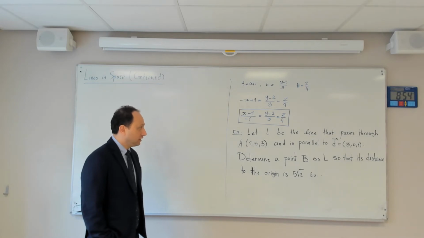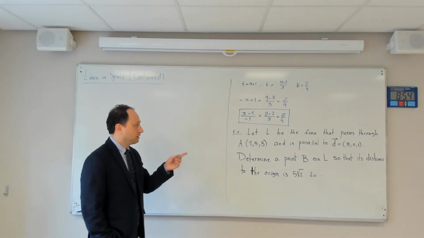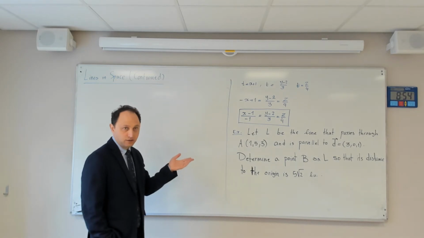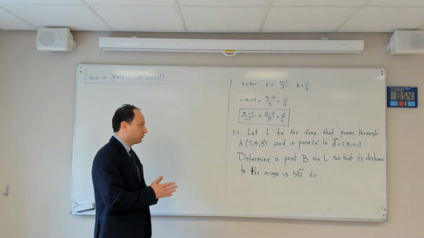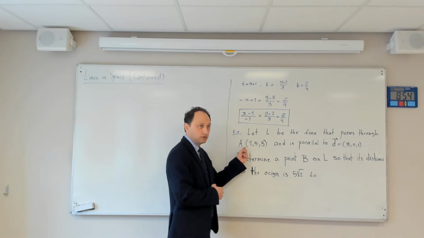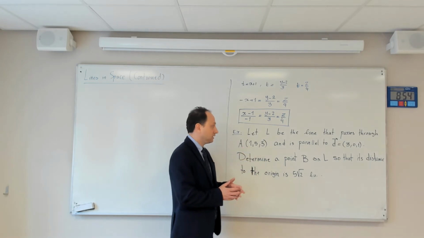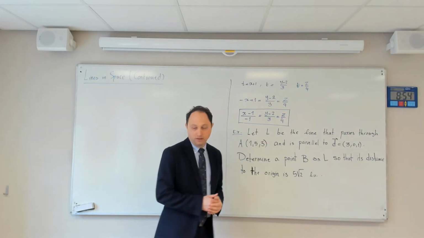Let L be the line that passes through this point and parallel to that. So if I ask you, can you write an equation for this, you should say yes, because that's a very standard one. Whenever you want to write an equation for the line, you need to have one point. You need to have a vector that you can convince yourself, or it's given to you, it's parallel to your line. That's completely a standard way of writing the equation for the line.